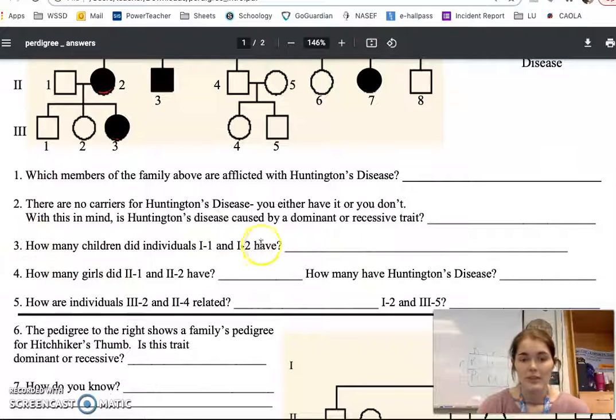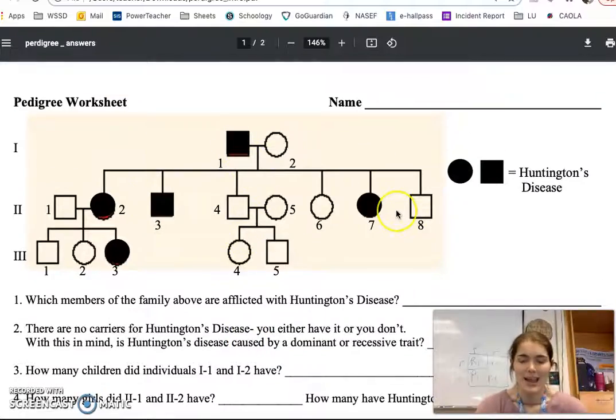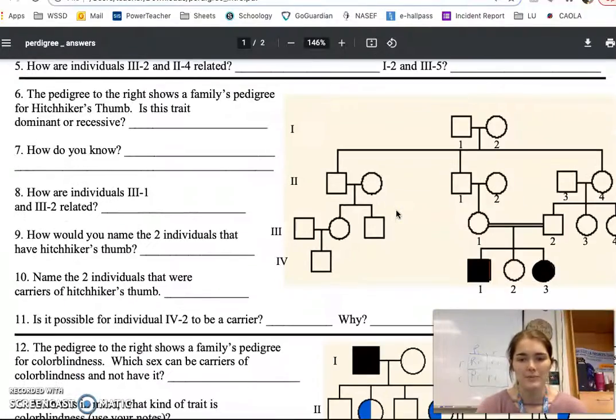How many children did individuals have? This you can all figure out, like for 1st generation person 1 and 1st generation person 2, how many kids did they have? That stuff you can all kind of figure out.